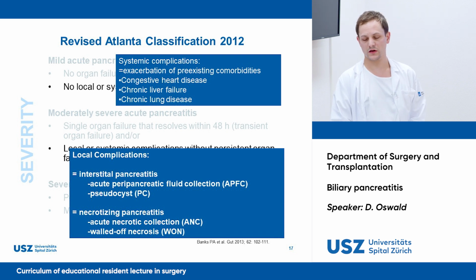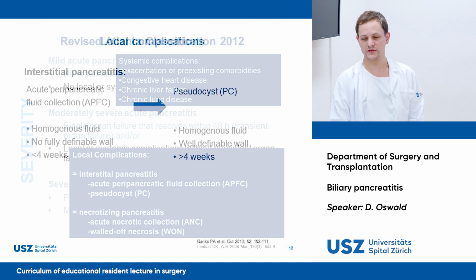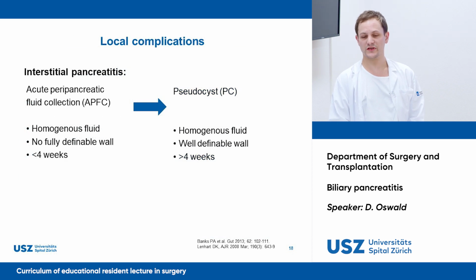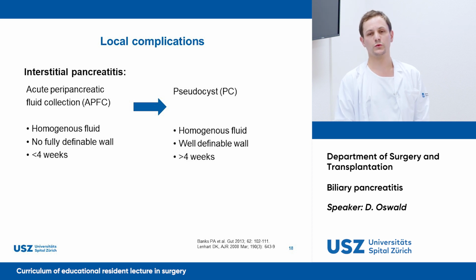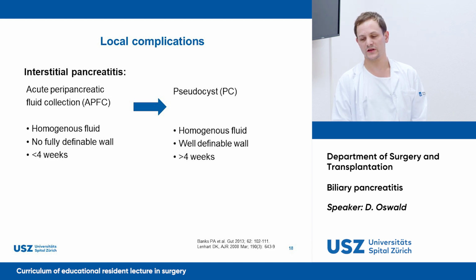I now want to talk a little more about these local complications. For the interstitial pancreatitis, as said, it is the acute peripancreatic fluid collection. That's a homogeneous fluid with no fully definable wall that usually occurs in the first 4 weeks of the disease. Most of these acute fluid collections resolve within 7 to 10 days, only 7% persist. And if they persist, it takes around these 4 weeks to mature, and they can build a well-definable wall. It's still homogeneous fluid and is now called a pseudocyst.